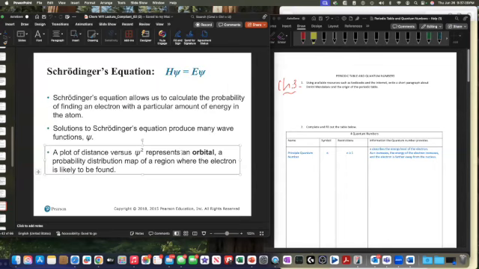Remember, you're told here that the plot of distance versus psi squared is drawn, and that's how we get the different shapes of orbitals. And what exactly is the orbital? It's a probability distribution map, a region around the nucleus where there's a high probability or chance of finding the electron, where the electron is likely to be found. So for us, we're looking for the orbital because we're looking for the electron. When we find the orbital, we find the electron.